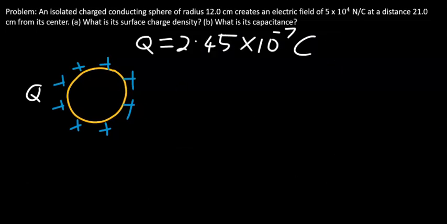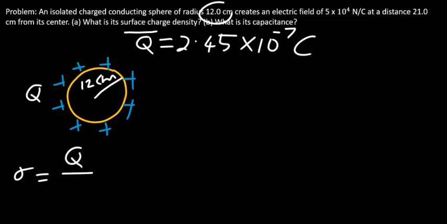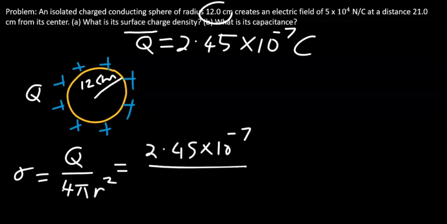Having found the total charge, we can proceed to determine the surface charge density. Note that the sphere has a radius of 12 centimeters. So the surface charge density, let's call it sigma, is given by the total charge on the sphere divided by the surface area of that sphere, which is 4 pi radius squared. We know what Q is. It's 2.45 times 10 to the power minus 7 coulomb. Divide that by 4 pi.